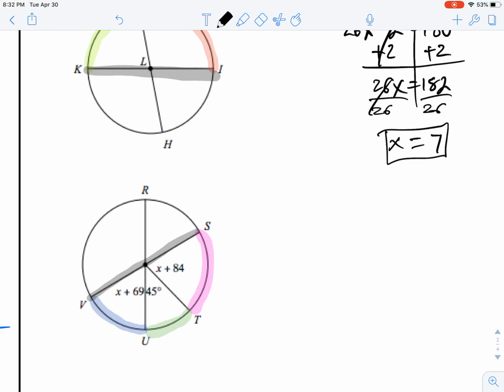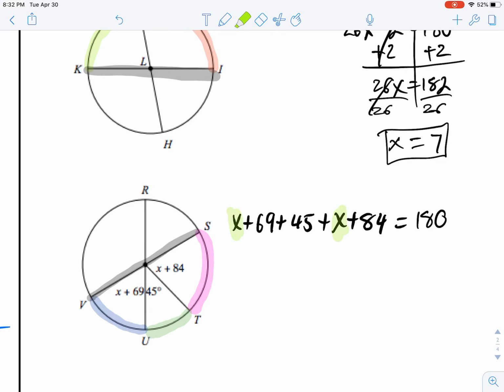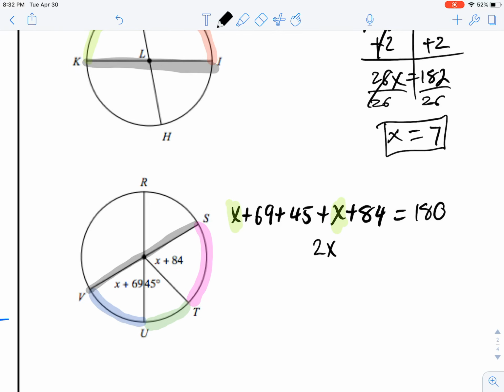180 degrees. So I have x plus 69 plus 45 plus x plus 84 equals, how much of the circle am I using? Half of it, which is 180 degrees. Okay, I can put things together. I got x with x, which gives me 2x. And now I can put the 69 with the 45 with the 84. Okay, use your calculators. How much do you get?